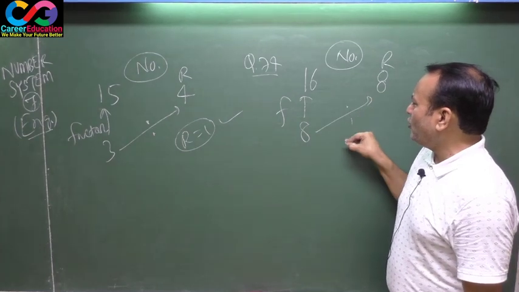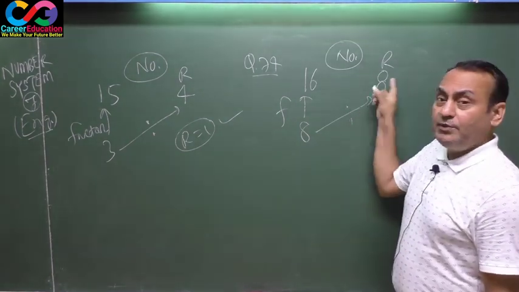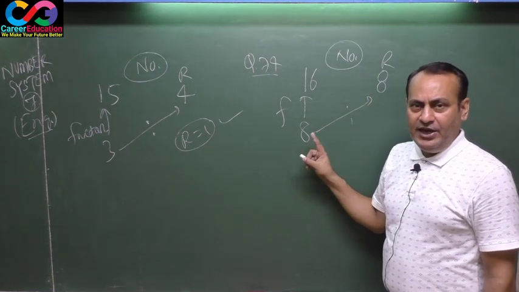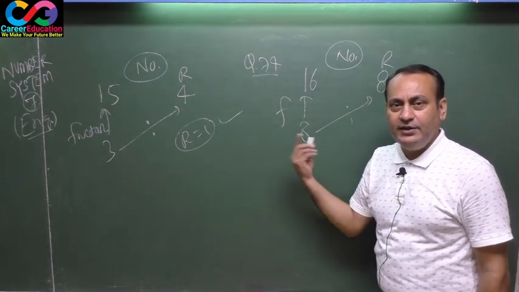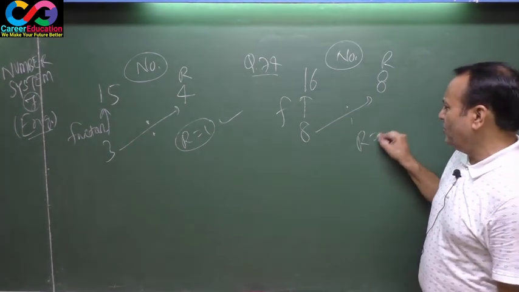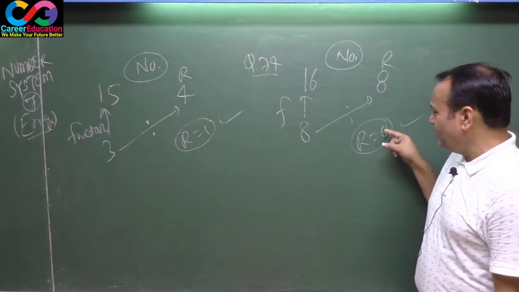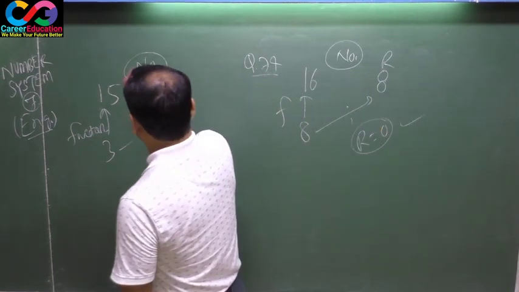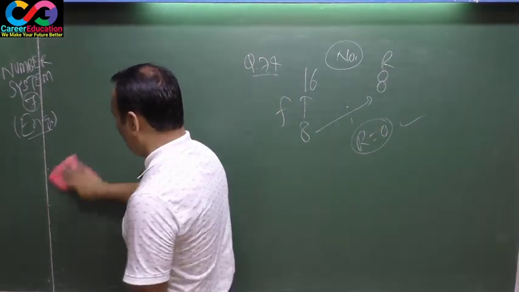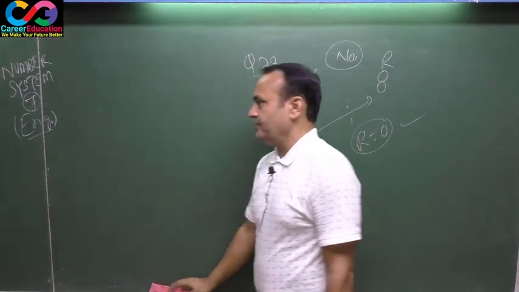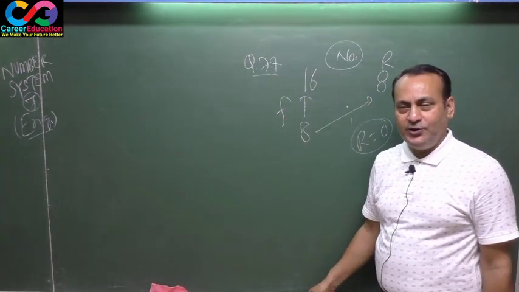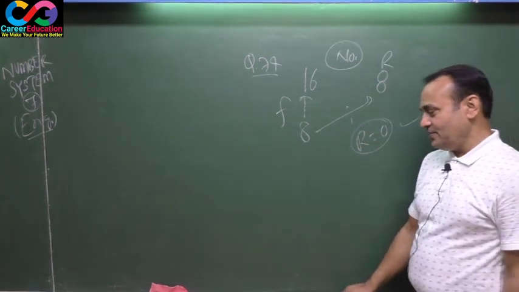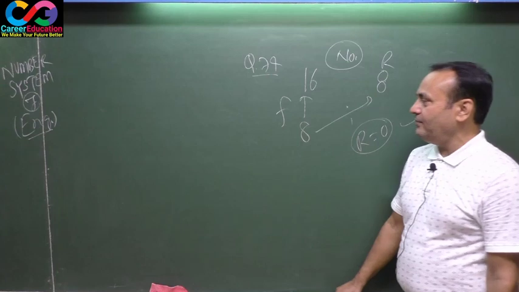That means you have to proceed here. This remainder 8 will be divided by the second divisor 8. 8 divided by 8 gives remainder 0. This is your answer. Note down. Very easy trick you are going to apply. It is very easy to remember and very easy to apply in the examination hall. It is certainly going to save your time.